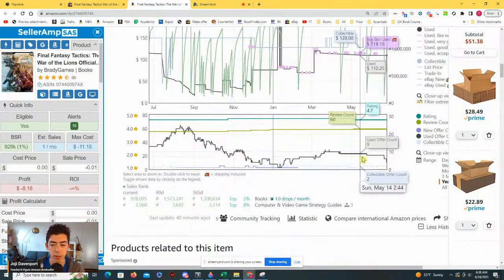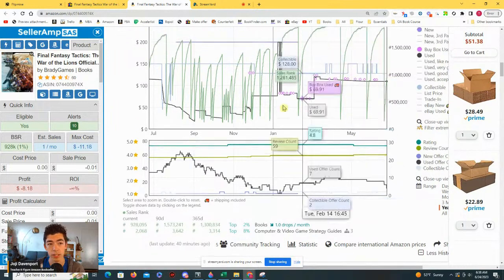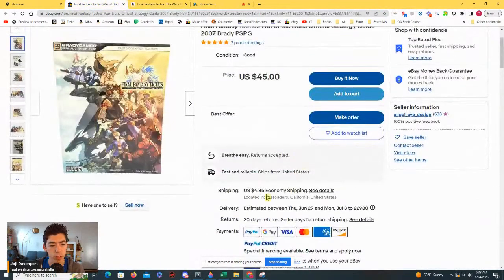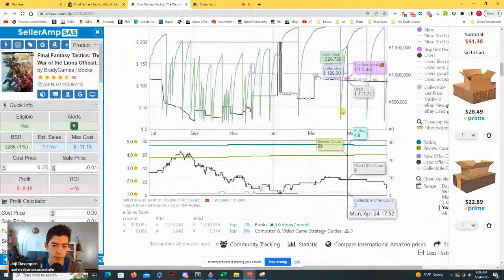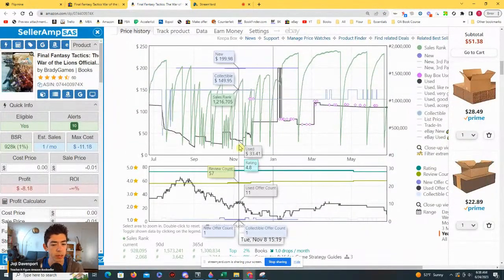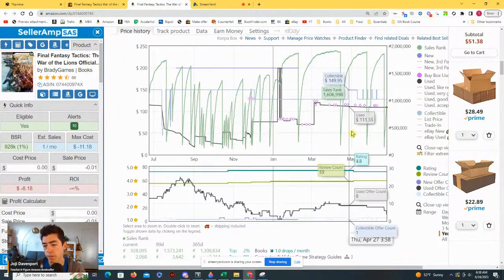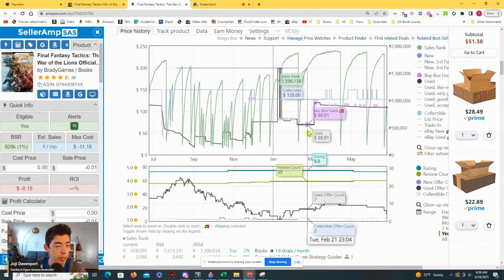So notice that right now the offer count is really low. That's a great sign. And this person wants 45 plus $4 shipping for it. So they're all in, you'd be all in 49 bucks for it. Definitely more than I'd want to spend on this. But honestly, I'd probably pick this up for 30 bucks. I think we could flip it for like 80 bucks right now.